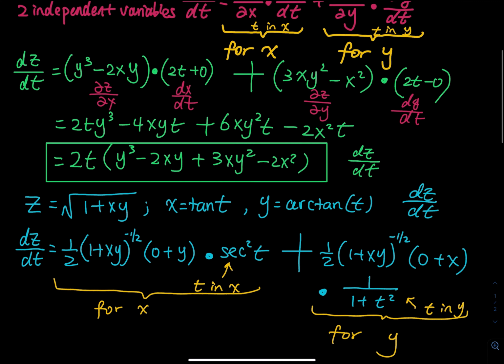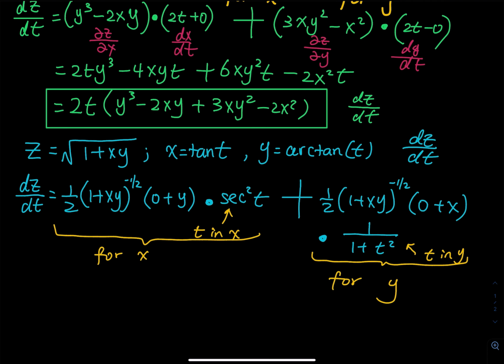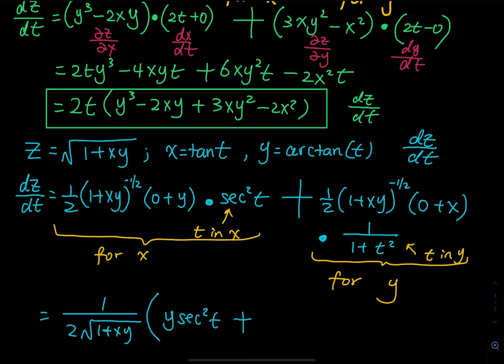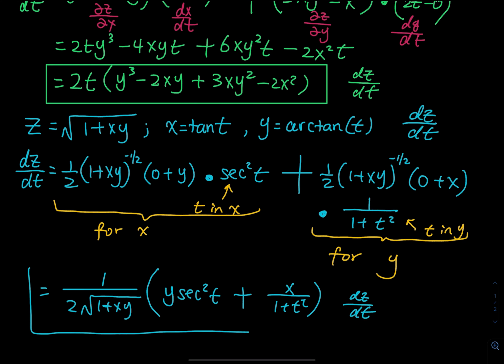And then let's clean this up. So what do we have? I have the 1 over 2 and then the square root in common. Okay, I'm going to draw that, and then I'm going to factor this, and then the first term I have a y times secant square t, a big plus, and then next I have x over 1 plus t squared. So that's it. This is my dz dt, the partial derivative of z with respect to t.